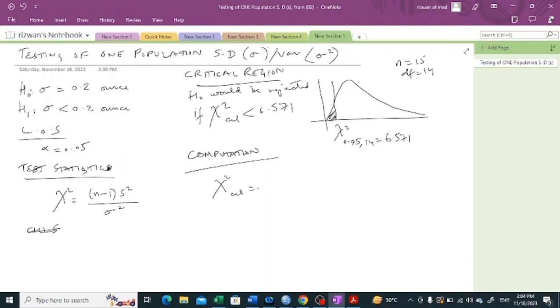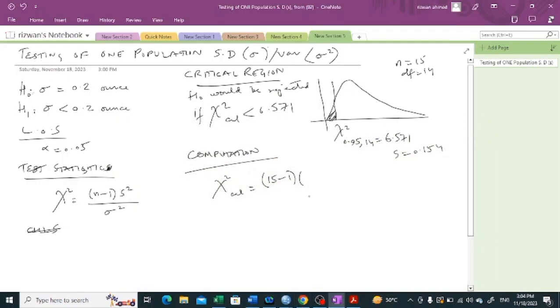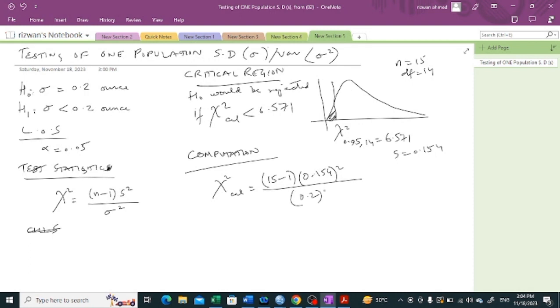Chi-square calculated is equal to 15 minus 1. Standard deviation of the sample is given as 0.154. We can check it from the question. Yes, that's 0.154. So 0.154 squared divided by 0.2 squared. We work out the value and then we make a decision and conclusion.